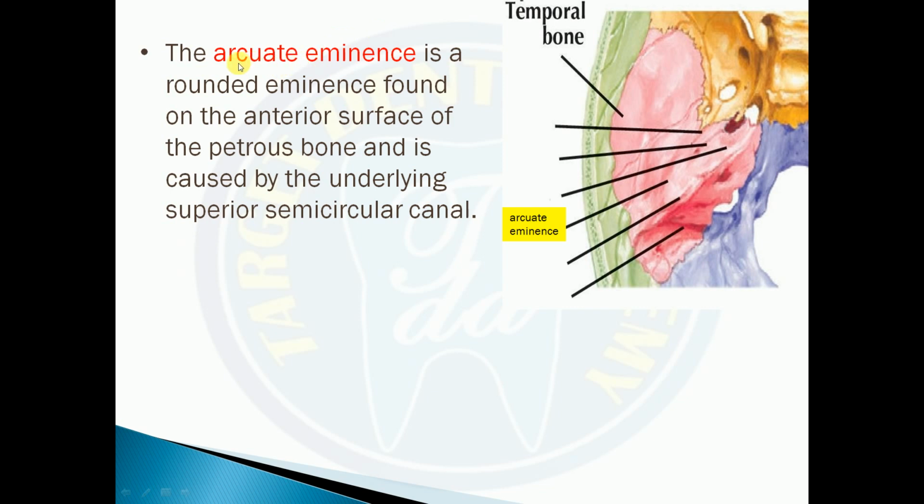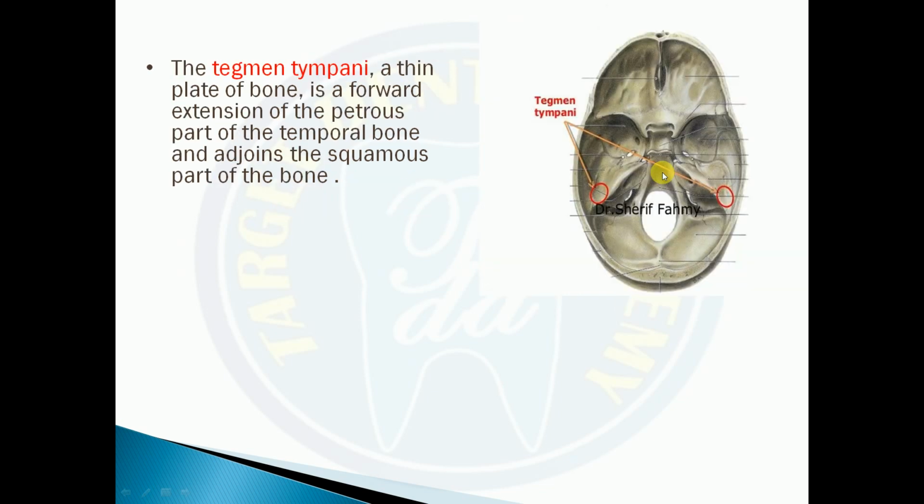The arcuate eminence is the rounded eminence found on the anterior surface of the petrous bone, and it overlies the superior semicircular canal. This is the tegmen tympani. It is a thin plate of bone, a forward extension of the petrous part of the temporal bone, and it adjoins the squamous part of the bone.